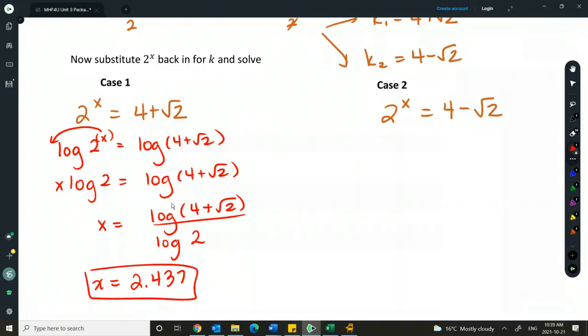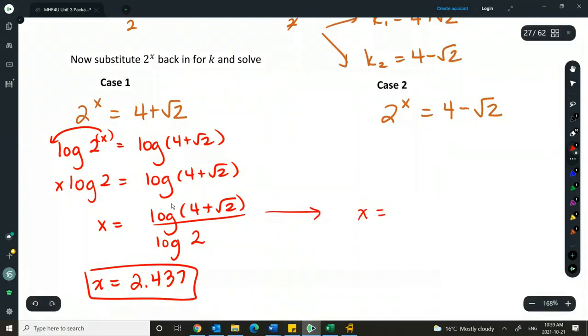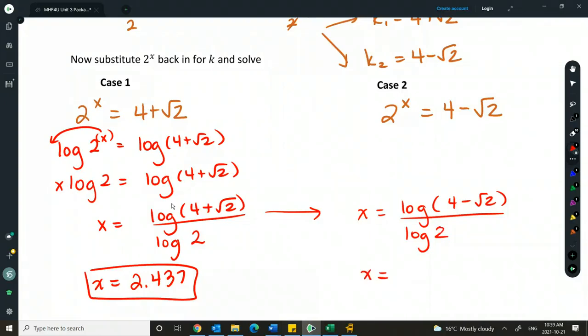Okay, this one, the process will be the same. Can we just jump here? We'll just say x will also be equal to log of 4 minus root 2 over log 2. We don't need to go through that whole solving process again, right? That's silly. So just plug into your calculator one more time, but with a minus this time.